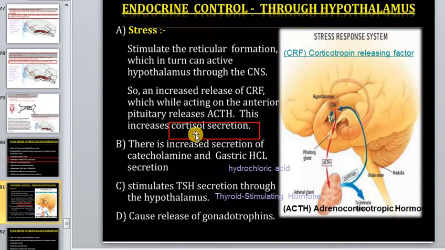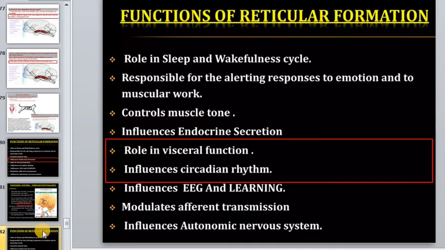Cortisol, in turn, produces adrenaline and noradrenaline, and there is increased secretion of the catecholamines. They all have a name, catecholamines. And even gastric hydrochloric acid secretion increases, and it stimulates thyroid stimulating hormone secretion through the hypothalamus. Here we see this area, and this releases gonadotropins.